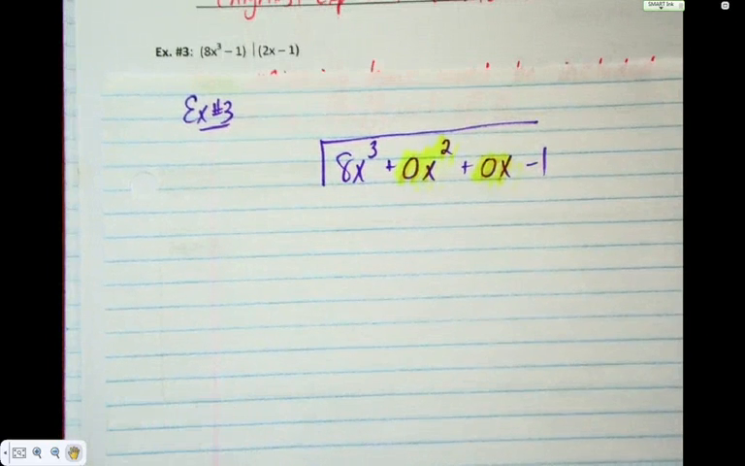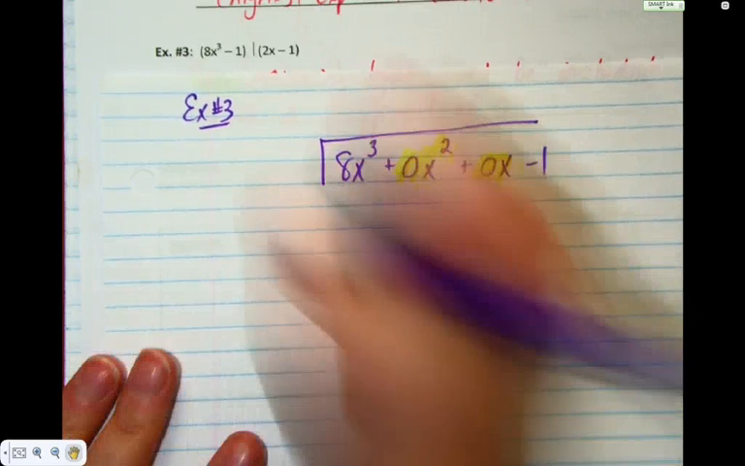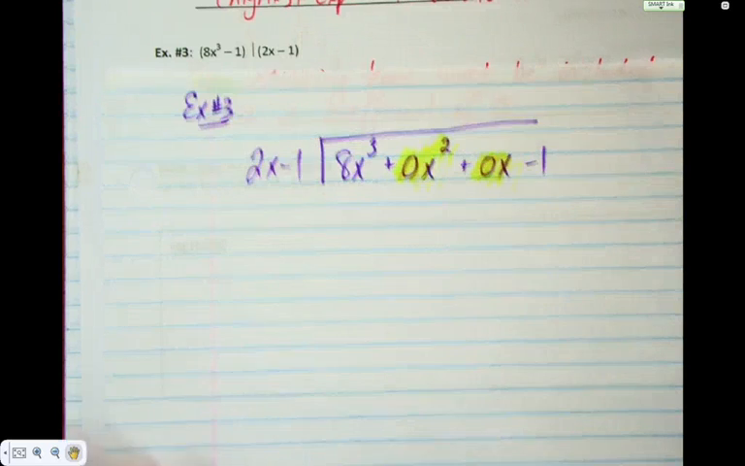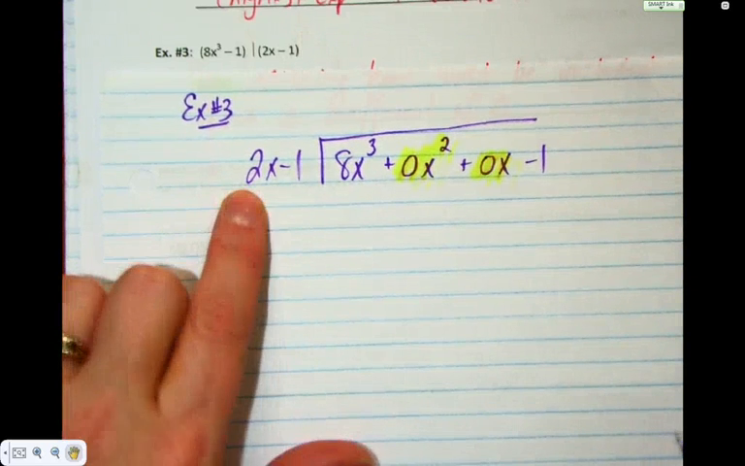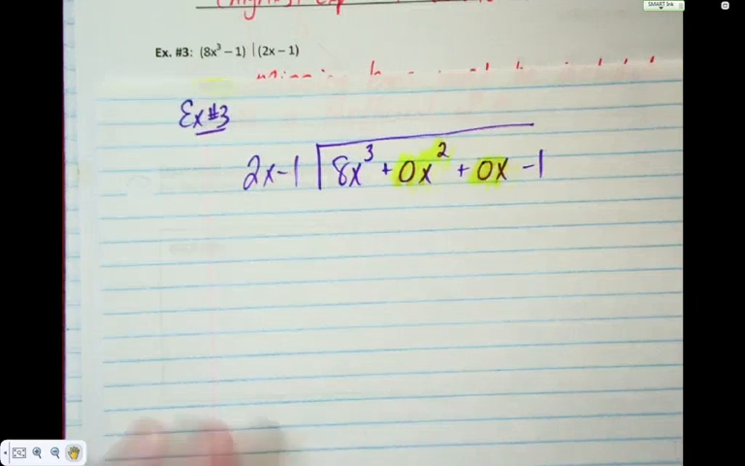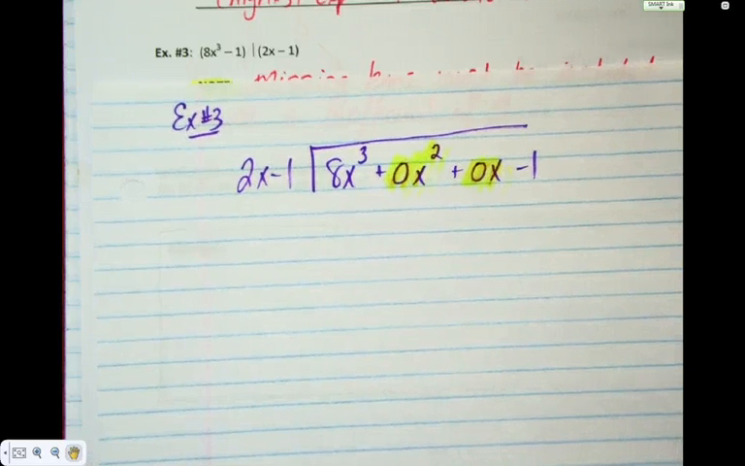We always start with whatever's given as the highest, and then anything in between is a missing term. And then the divisor on the outside. So yep, this one has a 2, but that's okay. It's not going to change anything. Same steps every time. Divide, multiply, subtract.